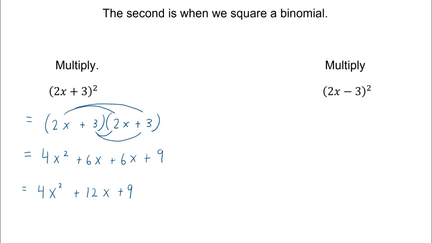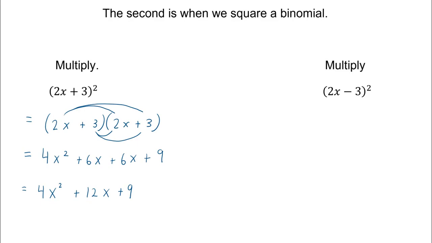To get the middle term, which is 12x, all we have to do is multiply 2x times 3 and then double it. 2x times 3 is 6x. Double that, we get 12x. So we know how to get our first term, we know how to get our last term, and we know how to get our middle term when we're multiplying a binomial times itself, or when we're squaring a binomial.